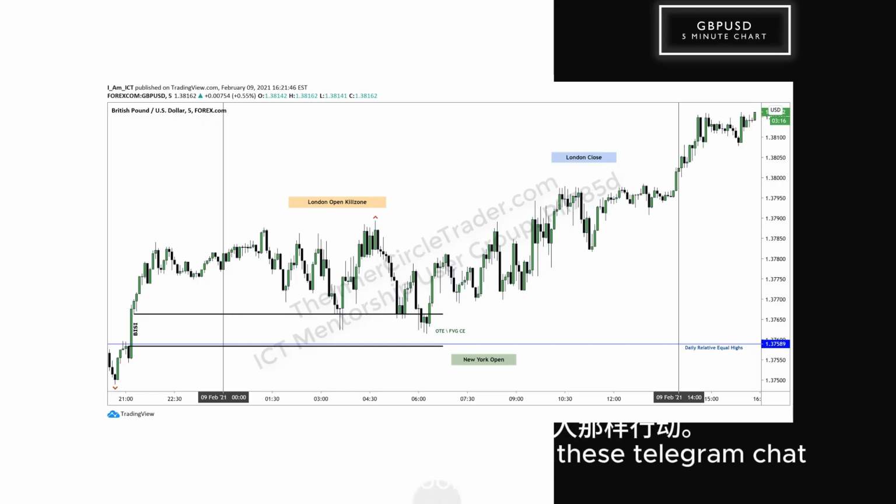You can't just go like these people in these Telegram chat rooms. Hey, can anybody tell me where ICT talks about the body or the candles wicks? When do I buy it on order block? They're never going to learn.